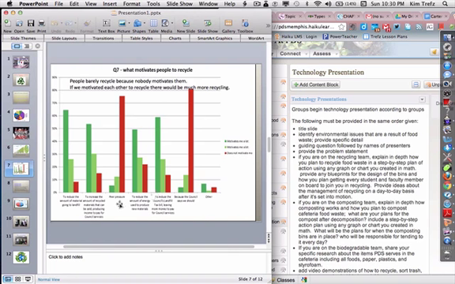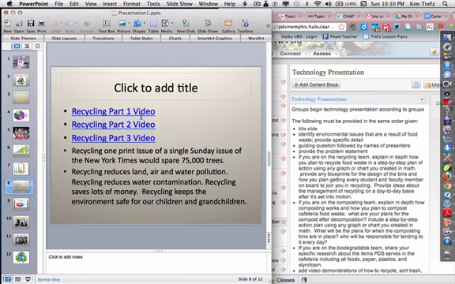Let's see here. Miss May will definitely give you feedback on your graphs. I would like to know where you got this information. I'm not seeing a cited source here, so you probably want to consider adding that. So you have videos here. It says recycling 170 issues of the New York Times would spare 75,000 trees. I like that.